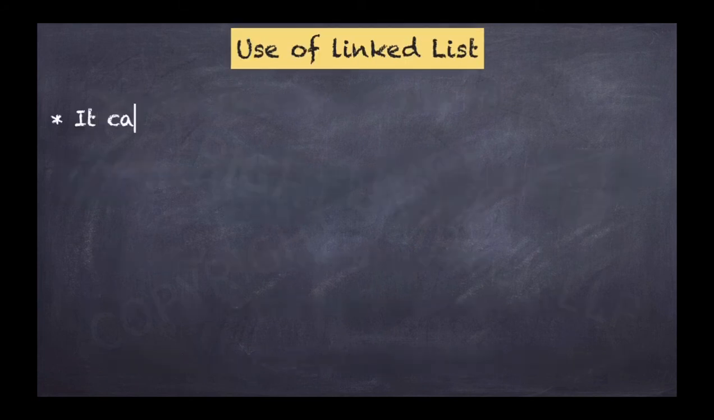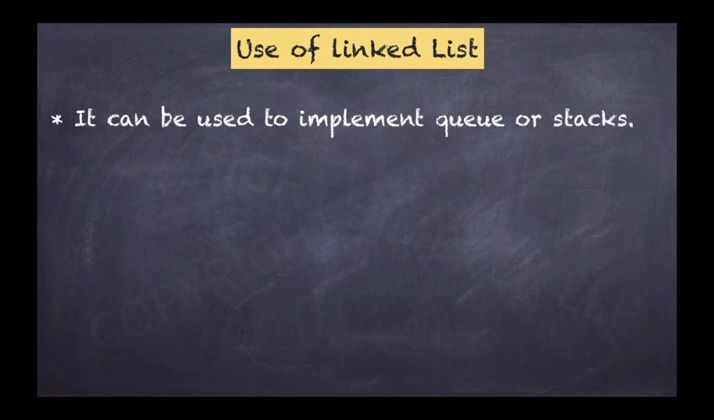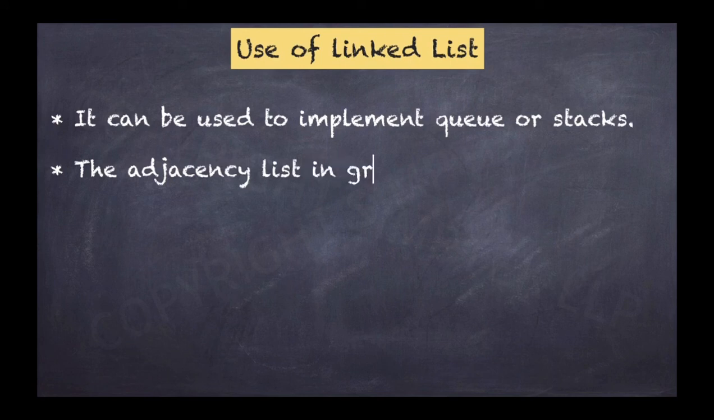Linked lists are similar to arrays, and can be used to implement applications that use queue and stack principles. Another example is to represent the adjacency lists in graph data structures. It is also used in dynamic memory allocation.